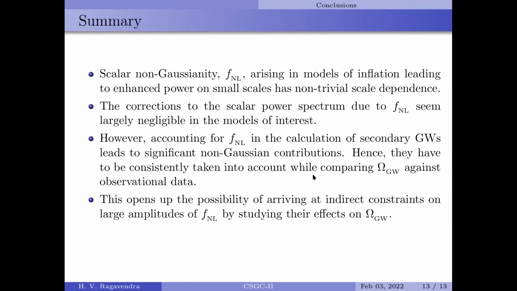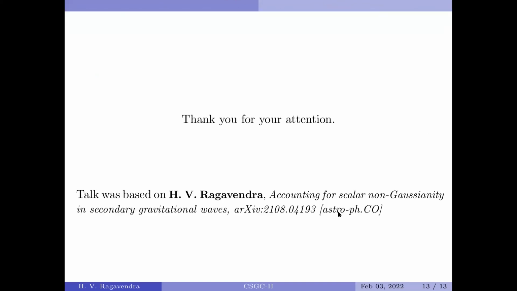So as a possible outlook, we also see that this opens up a possibility of arriving at indirect constraints on large amplitudes of FNL. If at all we have models where we get extremely large values of FNL, they can be constrained by the existing sensitivity curves and constraints on the amplitudes of omega GW through the method that I just outlined. So with that, I thank you for your attention and leave you with the reference I based my talk on. And I will be happy to take questions.